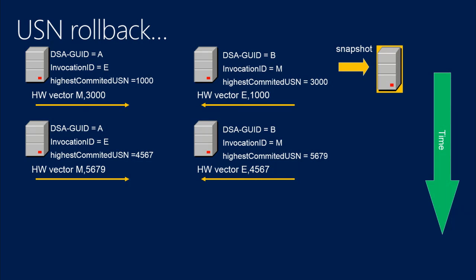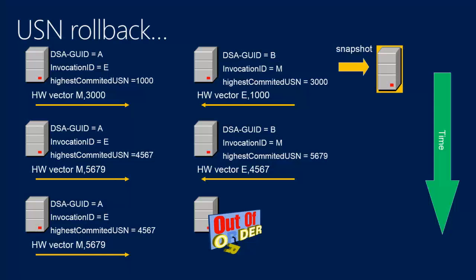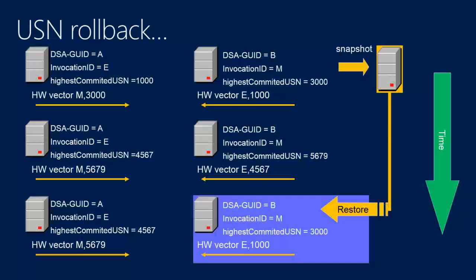Again, looking at that, we can see that the one on the left is fully up to date because it's got a vector which has the same numeric value as the highest committed USN on the right. Same with the left. Things carry on, and then this guy crashes. And you say, no problem, I'll restore from snapshot. Okay, so now we have this guy on the left saying, from the M database, I've had everything up to 5,679. And the guy on the right says, I've had everything up to 1,000 from the E database.